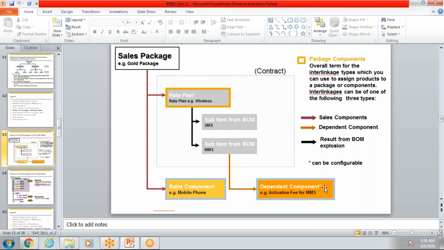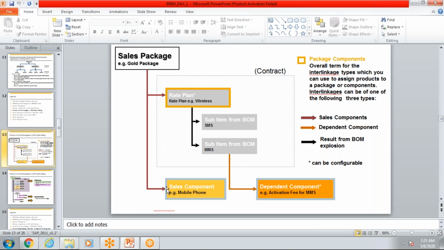And the dependent components, it's like activating the SIM card, or if it is the internet plan, then the technician comes to our home and fits the router, right? That is called activation. So a sales package is selling all these three things in one package: the rate plan, as well as the physical devices like either the router or the mobile phone, and the activation and dependent components like the activation fee or installation of the router. Selling all these things in a group is called a sales package.